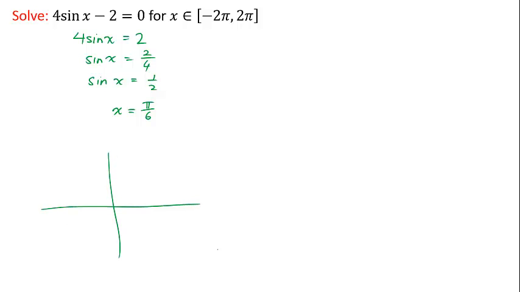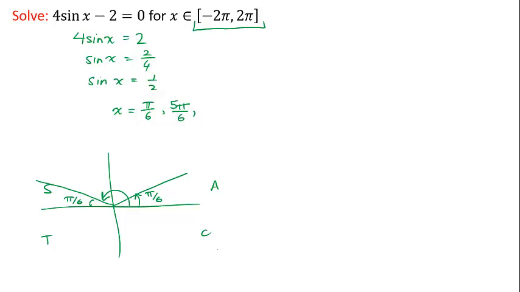My next solution I'm going to get using my CAST rule, so here is the angle pi over 6. Okay, and because sine of x is equal to positive a half, I'm looking for where sine is positive, which is in this quadrant here. So here's the angle pi over 6. So my second solution is going to be pi minus pi over 6 or 5 pi over 6.